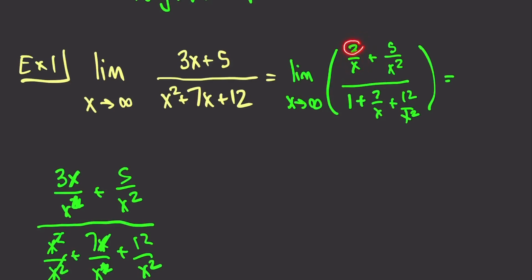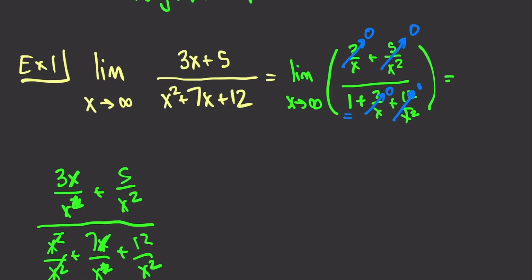3 over x. Well, I don't care what this is. I don't care if it's 3 over infinity or 10 over infinity. If I have an x in the denominator, that's going to be a 0. So this limit right here, that's going to be a 0. 5 over x squared. Well, again, that's going to be a 0. The limit as x approaches infinity of 1 is just 1. That's going to be a 0, and that's going to be a 0.